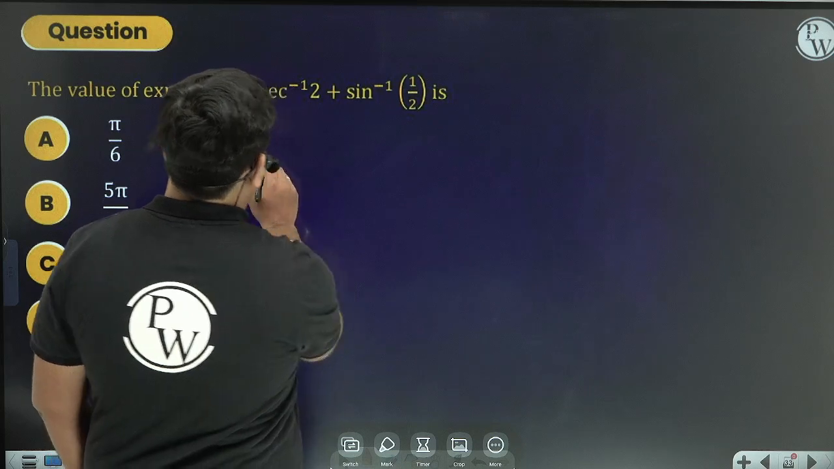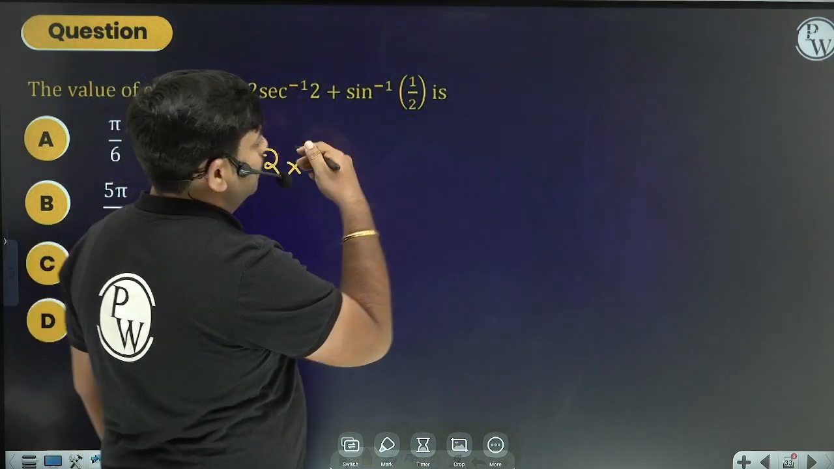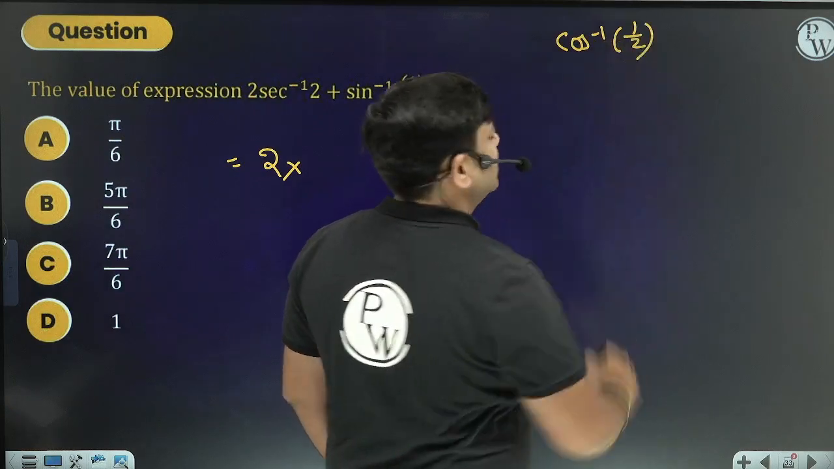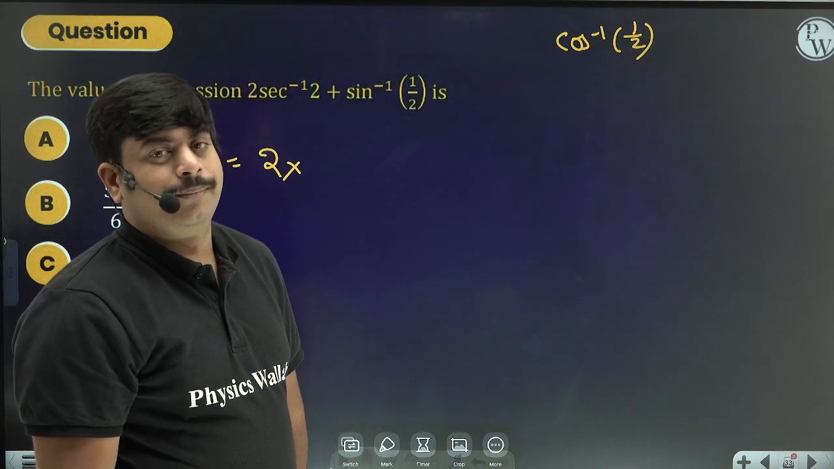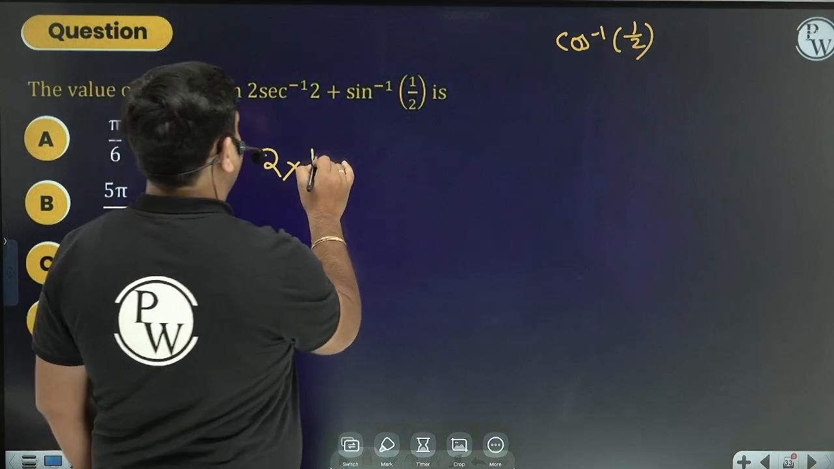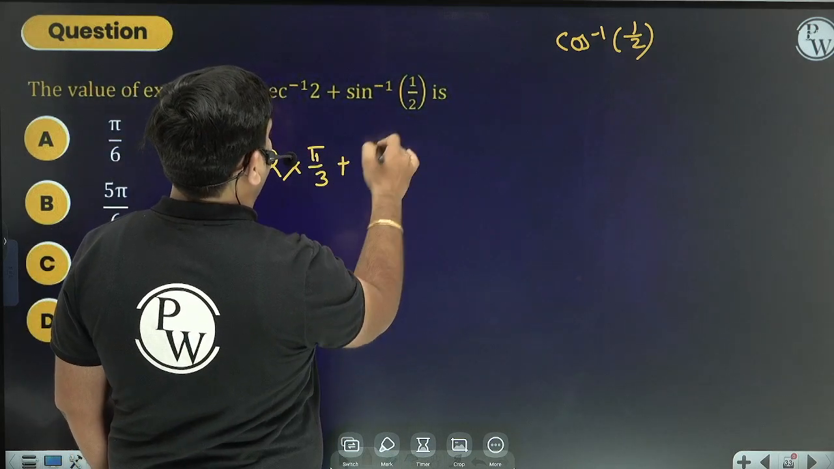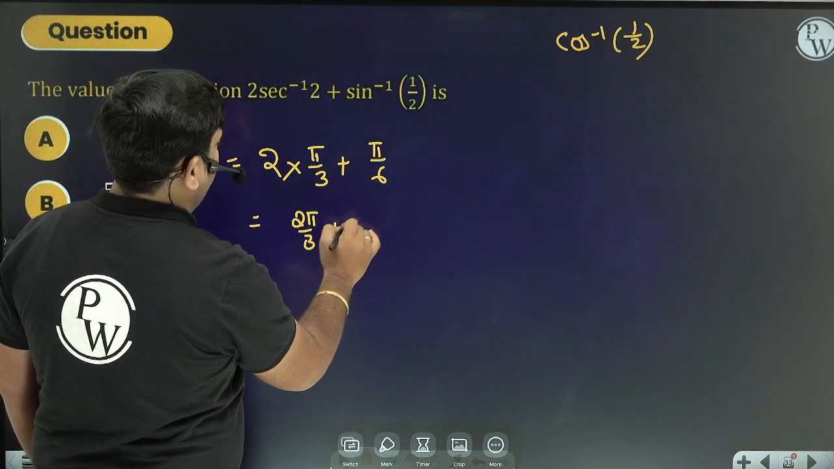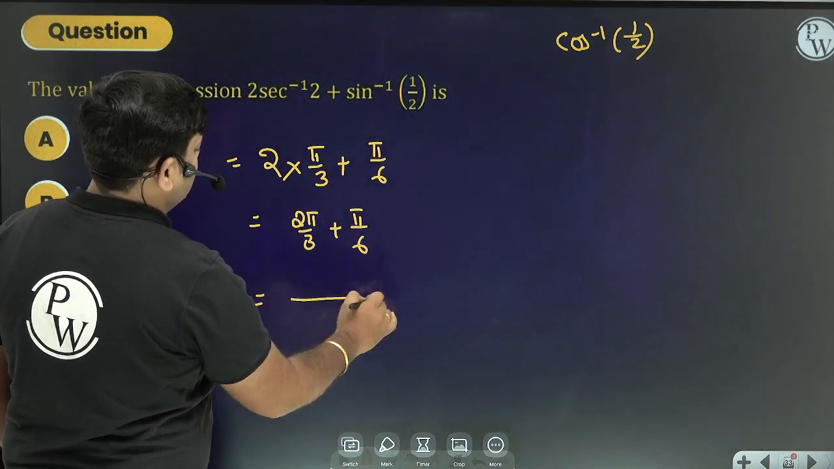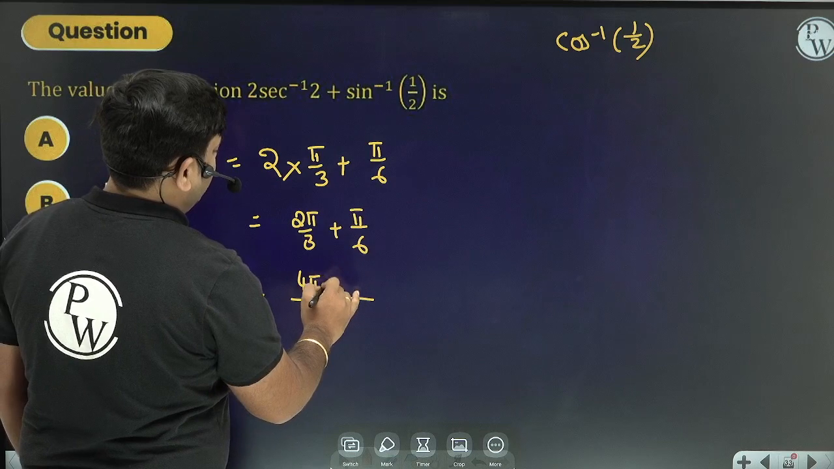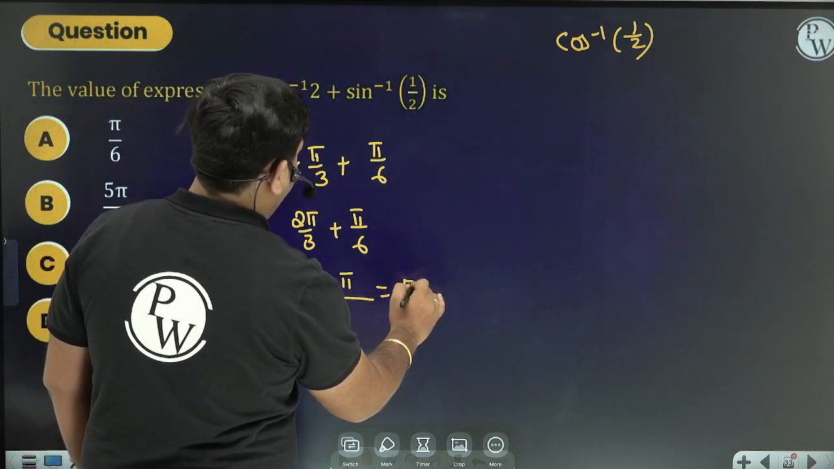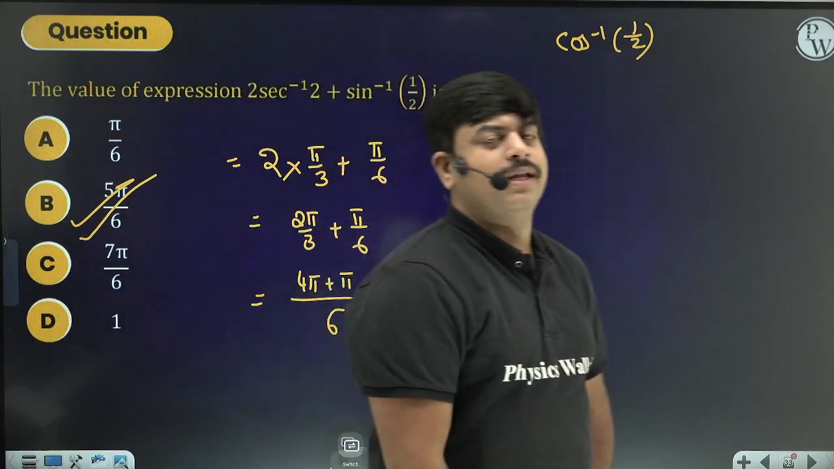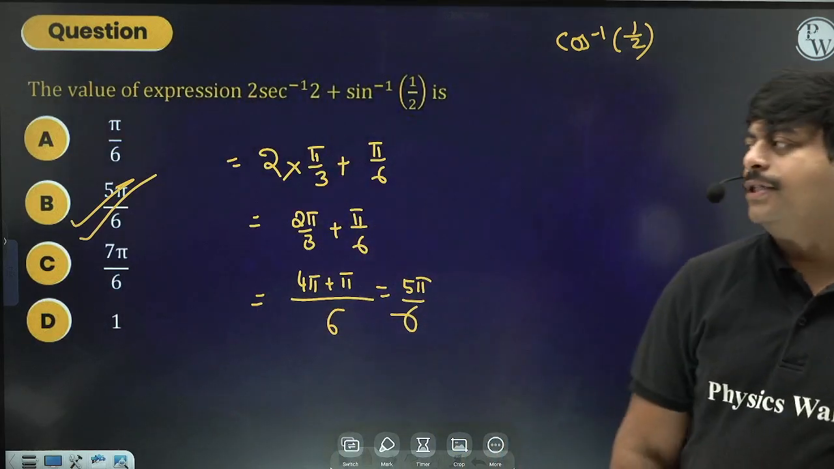So 2 into secant inverse 2. Secant inverse 2 means I can write cos inverse of 1 by 2. So cos of what is 1 by 2? Pi by 3. So 2 pi by 3 plus sine inverse 1 by 2, which is pi by 6. So that will give you 2 pi by 3 plus pi by 6. If you take the LCM, LCM will be 6. So 4 pi plus pi should give you 5 pi by 6. Option B should be the correct answer. Very easy, that easy.